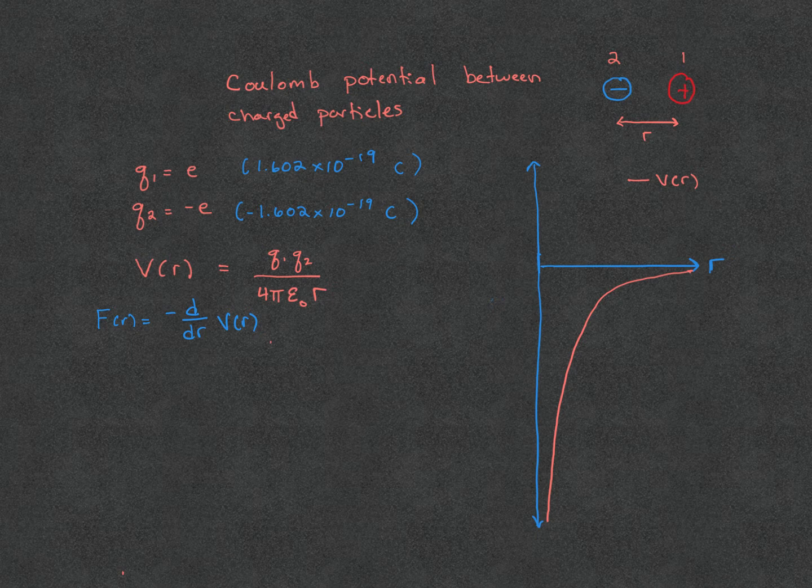So if I take the derivative of this Coulomb potential with respect to r, let me rewrite the potential ever so slightly. I'll write it as q1 q2 r to the minus 1 divided by 4 pi epsilon naught. It's exactly the same formula, just expressed in a slightly different way.